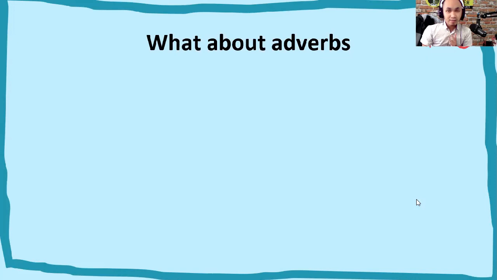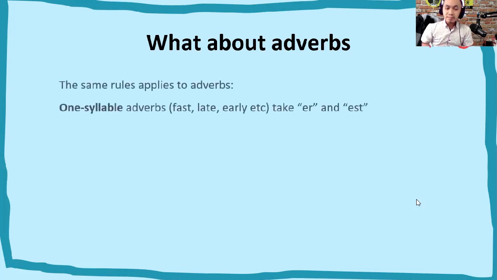So what about adverbs? We have talked about the adjective. Let's talk about adverbs. The same rules apply to adverbs. You know that adverbs are a lot, right? Adverbs of time, manner, and many things. If you want to add one syllable adverbs, for example, fast, late, early, you just add ER and EST. Okay?